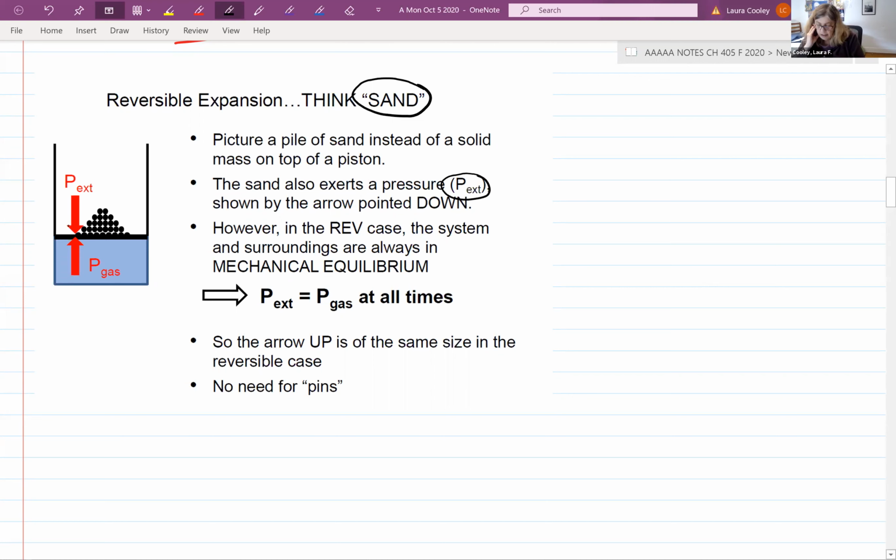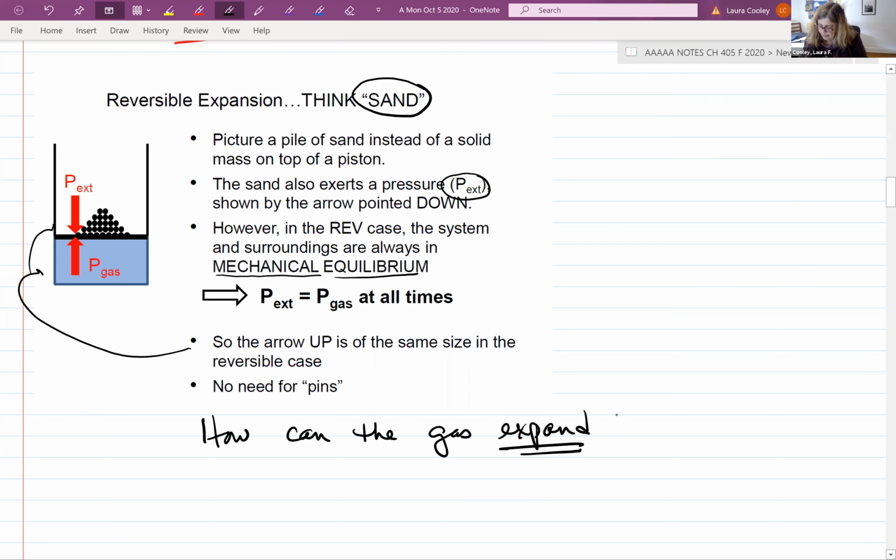So you might ask, how is it that you can have an expansion where the external and internal pressures are the same, which means you're always in mechanical equilibrium? Okay, so we always have the same size arrows here. And you don't need to have a pin. Remember in the other example, the internal pressure was so much higher that we had to keep the top down or it would automatically just go up. So the question is, how on earth can the gas expand with these restrictions on the pressures?